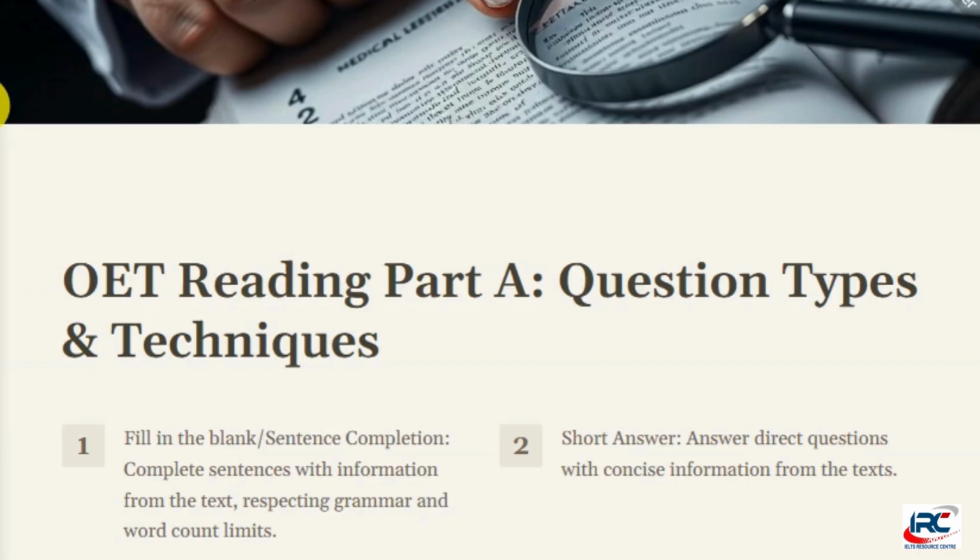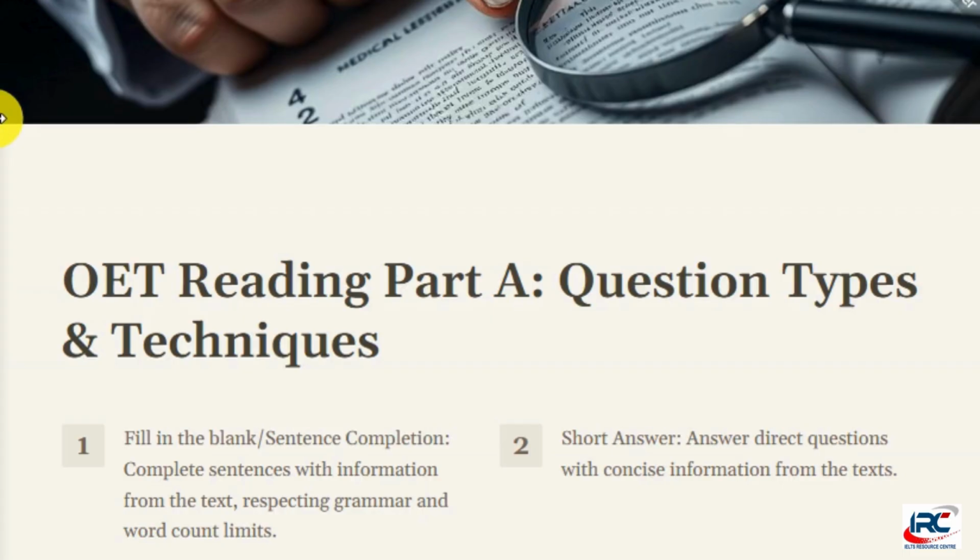Now, when it comes to the techniques you need to apply when you're dealing with the filling the blank sentence completion question, the first thing you need to take note of is to read the sentence carefully. That is, understand the context and what kind of information is required. Secondly, you need to identify keywords. Look for crucial terms or phrases that can guide you to the relevant section of the text. Then you proceed from there. Also, you go ahead and scan for answers. How do you do this? You scan for your answer by quickly locating the appropriate text section and filling in the blank with the correct form of word.